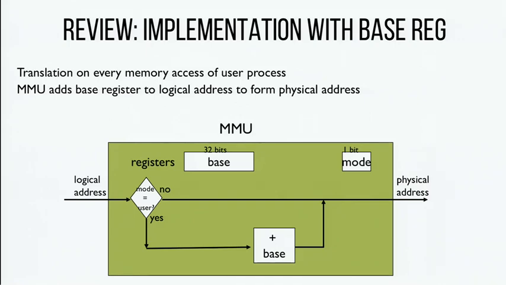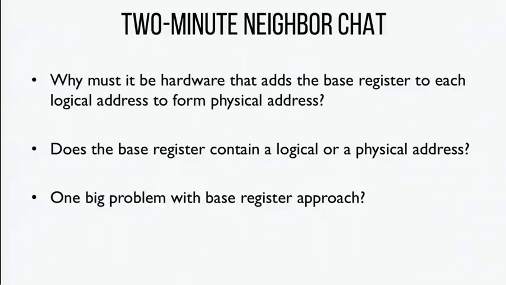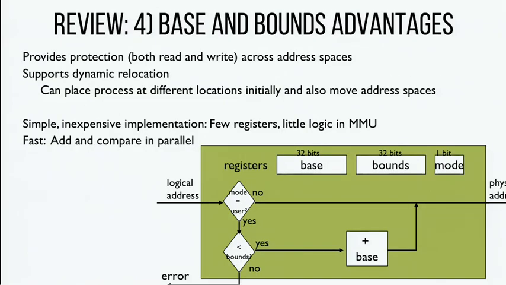Great. And then the third question was, what's the big limitation of just having a base register? It doesn't provide any protection across different address spaces, right? It'll be possible for us to construct an address that goes beyond the end of our address space and reaches into the memory of another process that's been allocated at a higher address than ours. So because of that, that's why we add the bounds register.